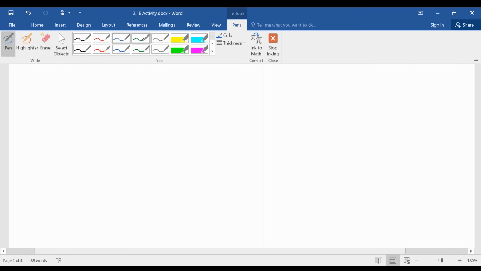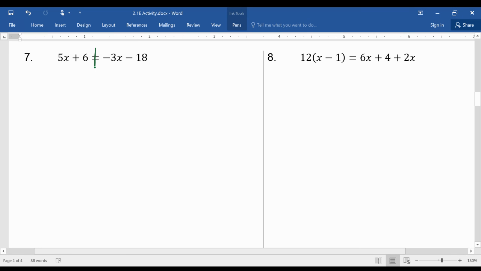We're going to look at 7 and 8. And as we start to look at these, we start to notice that even before we make any adjustments, we have variables on both sides. So whereas in the first 6 problems, we didn't need to move variables, we're now going to include that step.